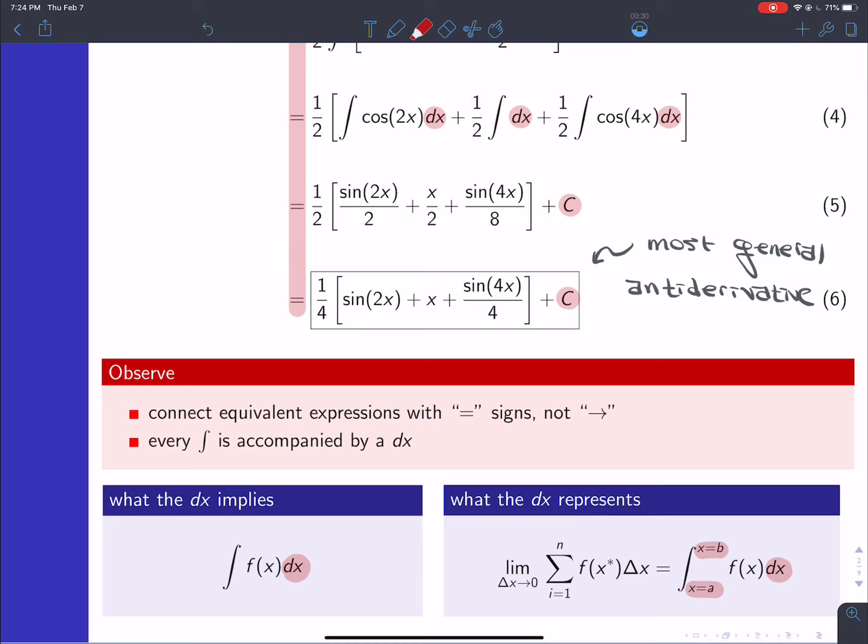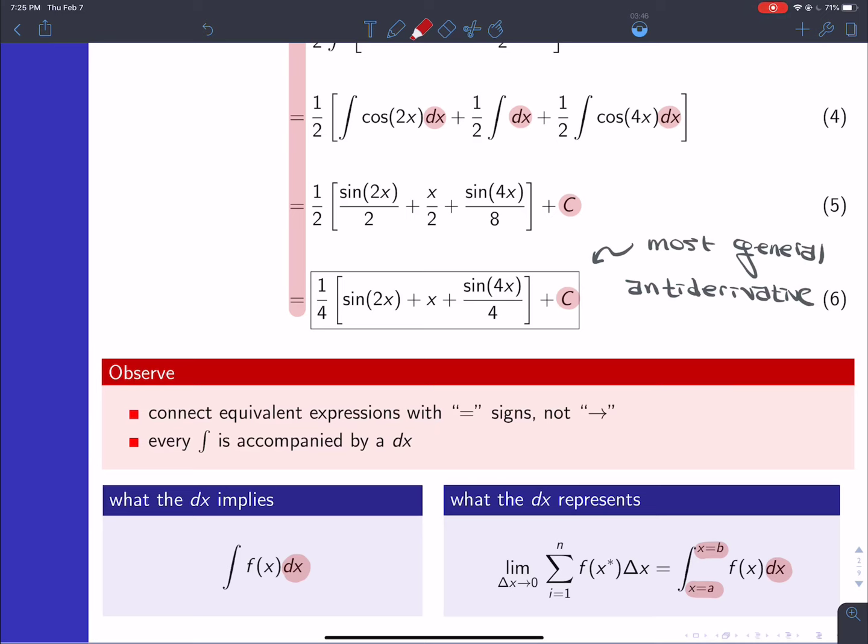That's why when you perform a substitution for a definite integral, if you want to evaluate that definite integral, let's say you choose u, you also have to re-express your bounds in terms of u, because the original bounds of x were values of x. They weren't values of u.